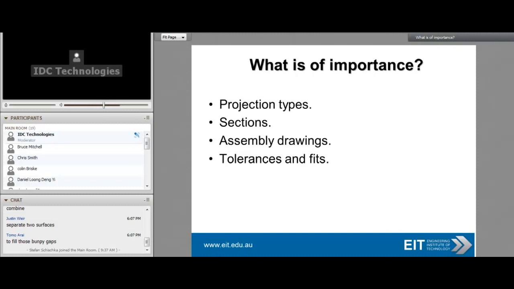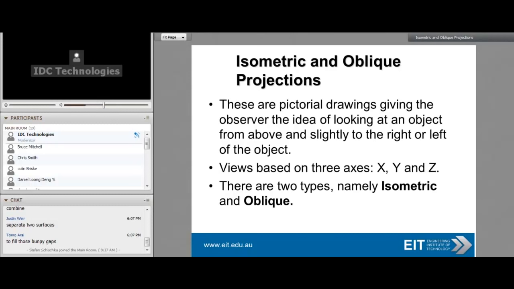So the things that are really important in drawings are the type of projection that we use, any sections, cross-sections shown on the drawing. As we'll see, they're very, very useful in supplying information. And then we're going to look at assembly drawings, and then we're going to discuss tolerances and fits. So let's look at projections.